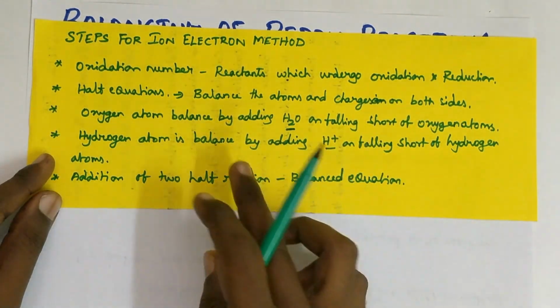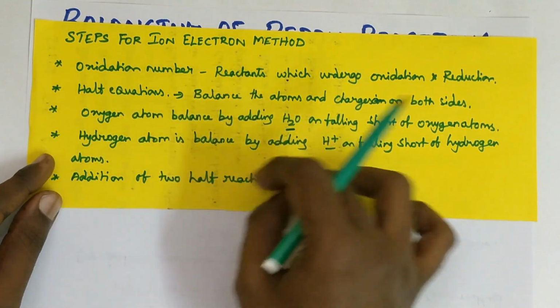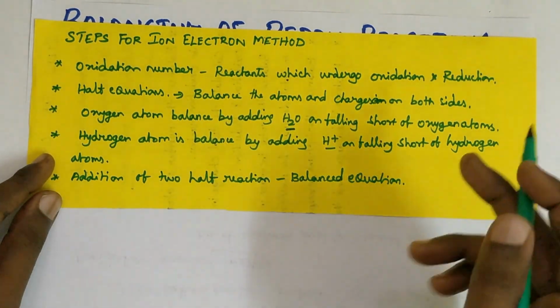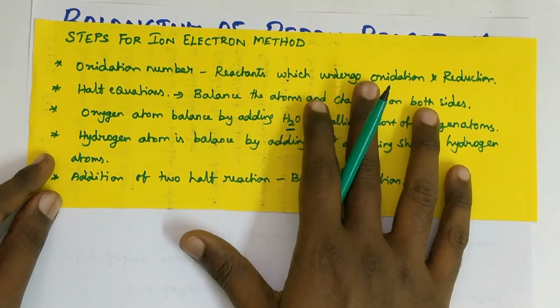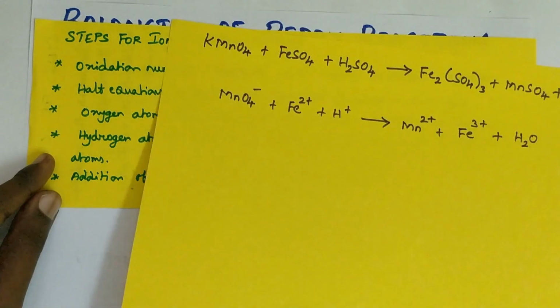So we add the two half reactions which we split in the second step. After completing these steps, we finally add the two half reactions and we get a balanced equation. We can see one example, the same one we saw for the oxidation number method.